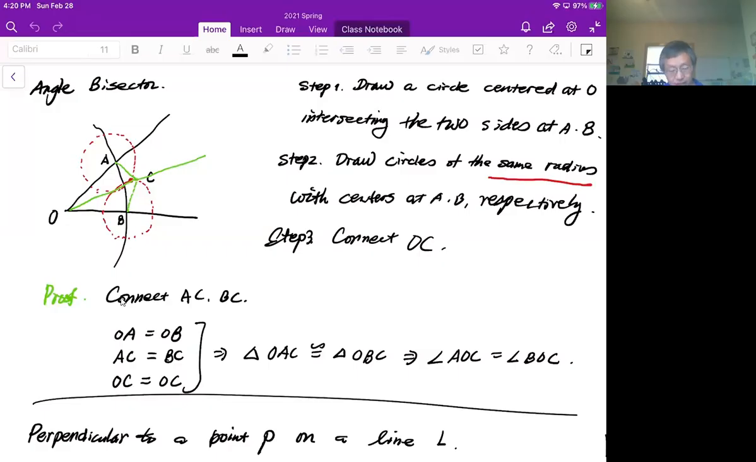How to prove this? It's very easy to prove, because if you look at the two triangles, one triangle is OBC, the other triangle is OAC. The two triangles, all pairs of the corresponding sides, they are the same. They're congruent, right? Okay, so that's for the angle bisector.